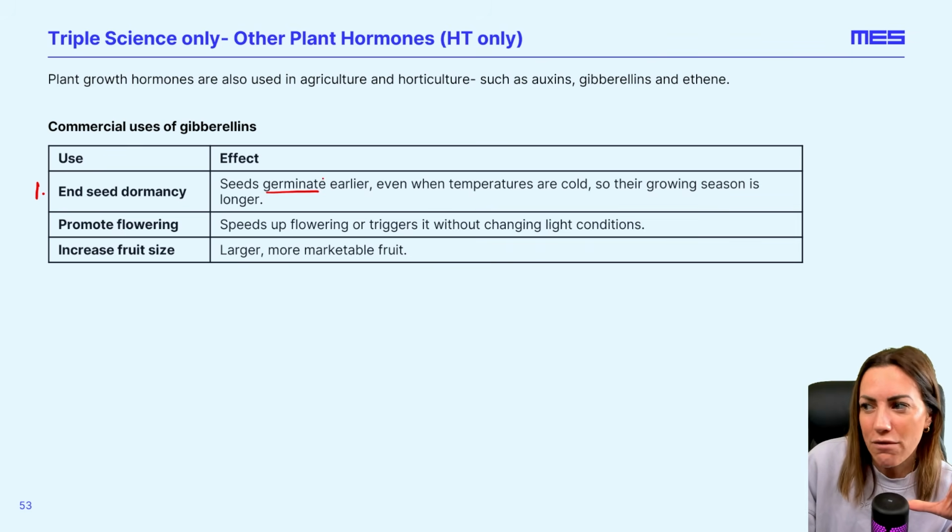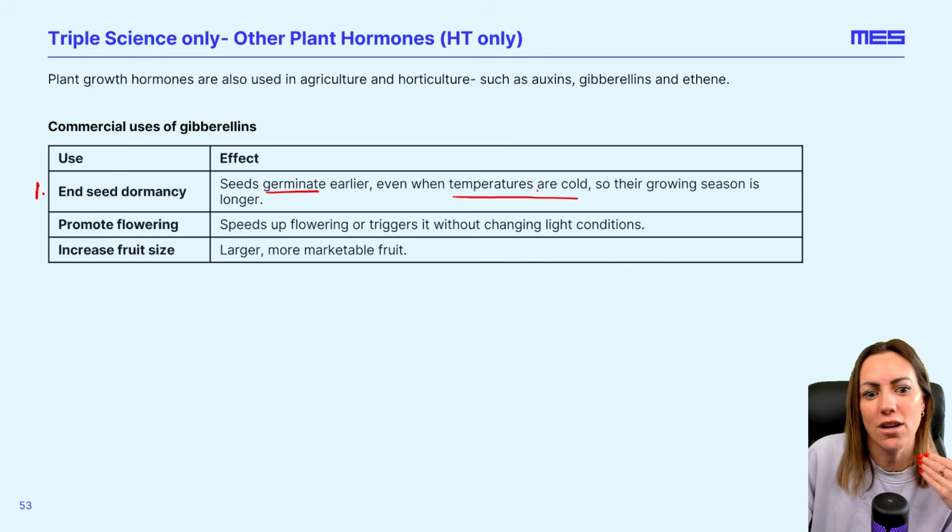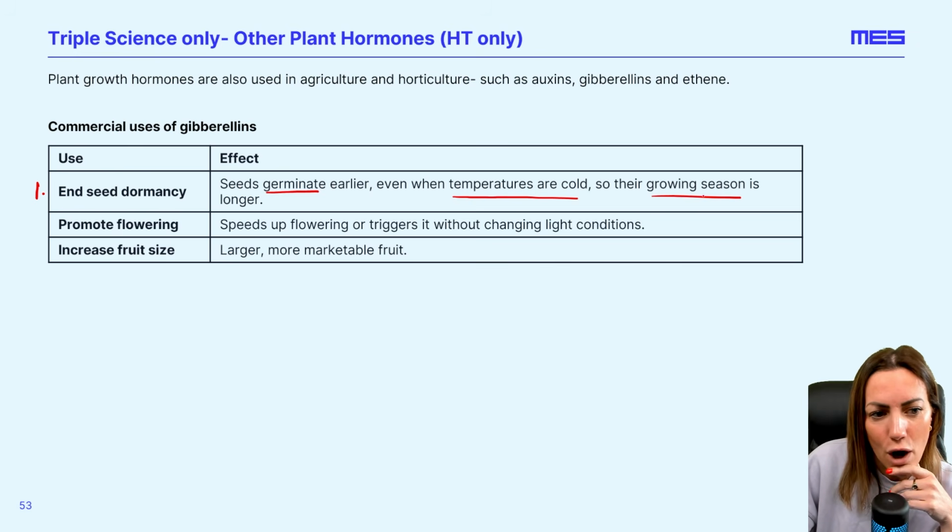And if you add gibberellins, you can get seeds to germinate earlier than they normally would. So normally they start to germinate when the temperature increases, in spring, mid-spring. But if you add gibberellins, you can get them to germinate even when the temperatures are cold. So they can germinate earlier in the year, like at the start of spring. So their growing season is longer, so they grow bigger. So that's one thing you can say about gibberellins.